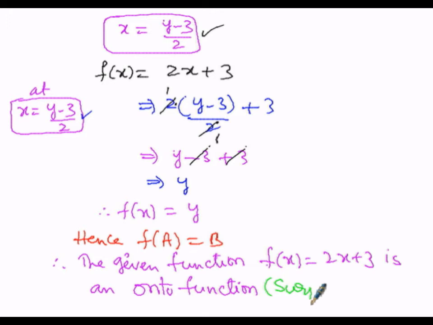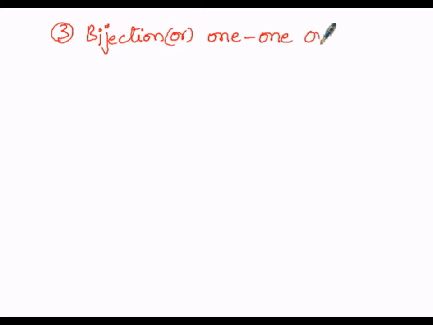And the third one which is left over is bijection. A bijection is a function which is one to one as well as onto. So when a function is one to one as well as onto, then only it is called a bijection. The third one is bijection, or in other words, a one to one onto function.